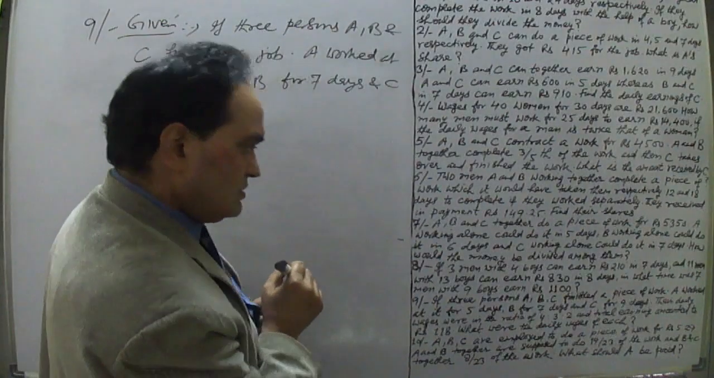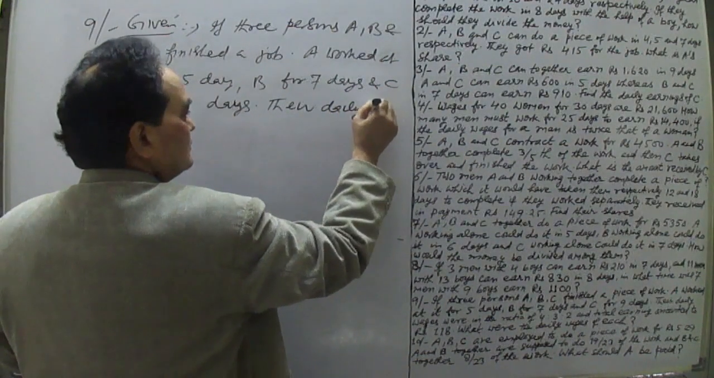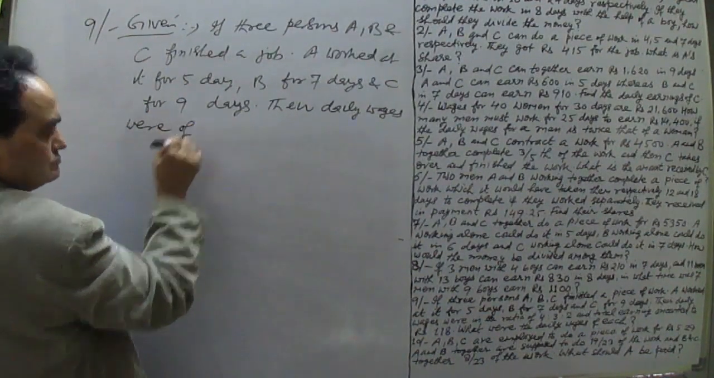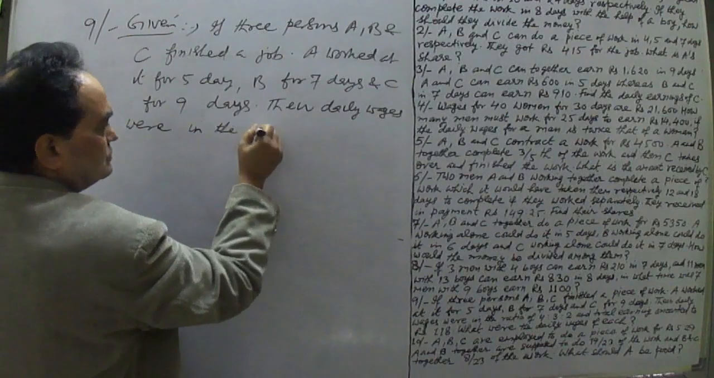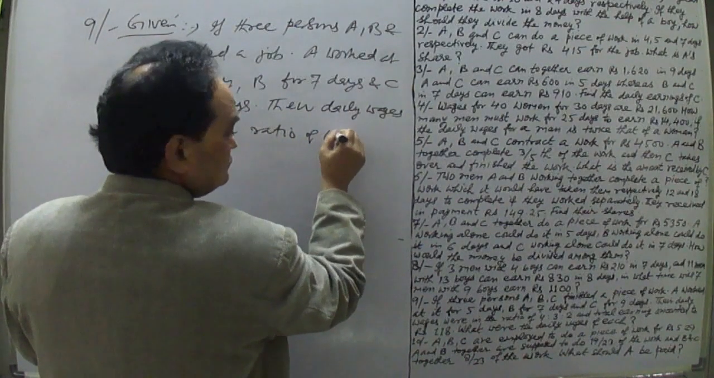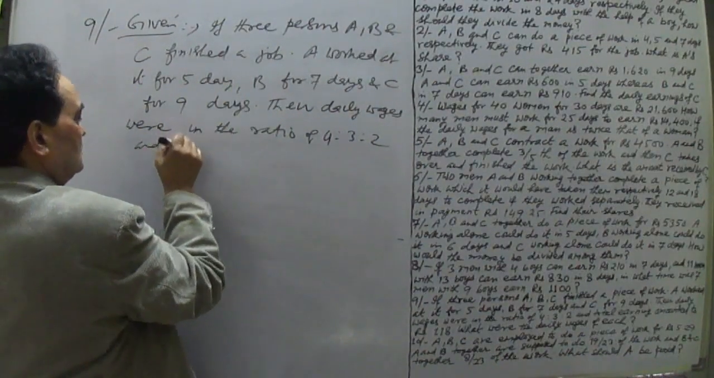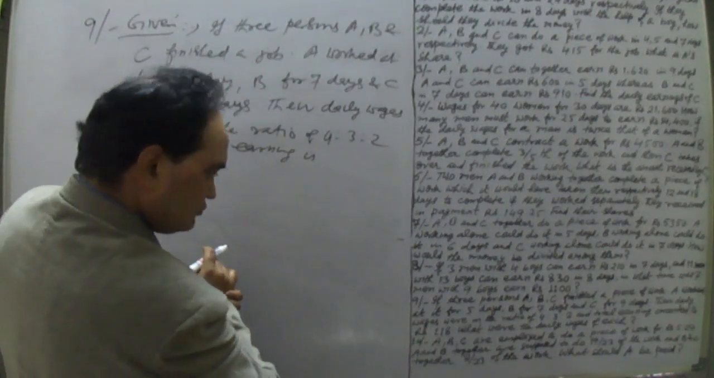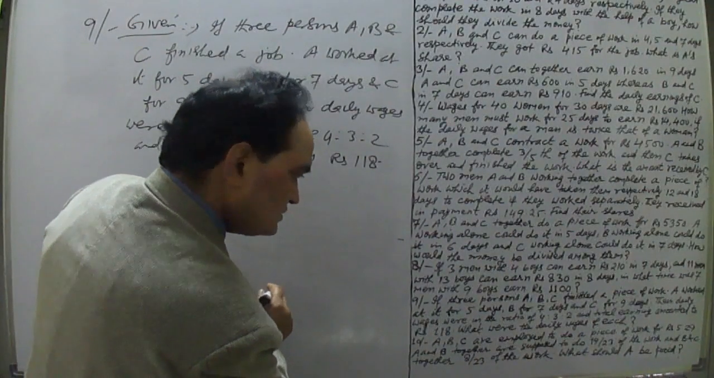Then he says their daily wages were in the ratio of 4 is to 3 is to 2, and total earnings amounted to rupees 180. Then what were the daily wages of each?